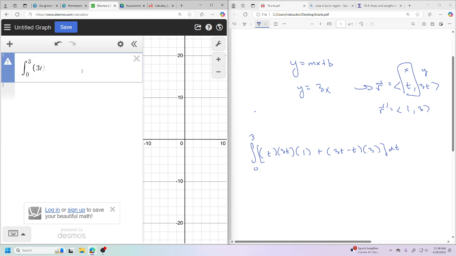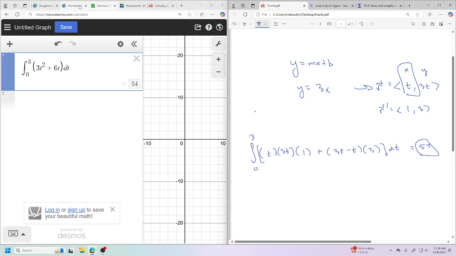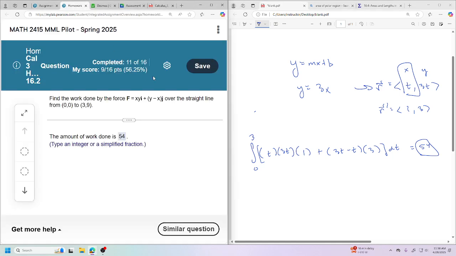So 3t squared plus 6t. There we go. We got it. Is that cool? Awesome. Yeah, straight line. That was our main hiccup this morning. Straight line.